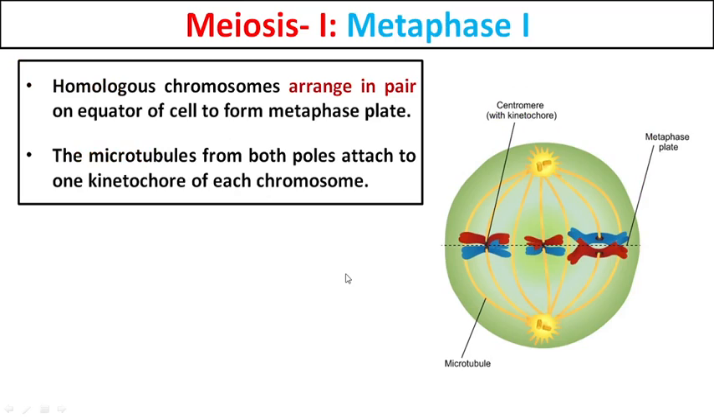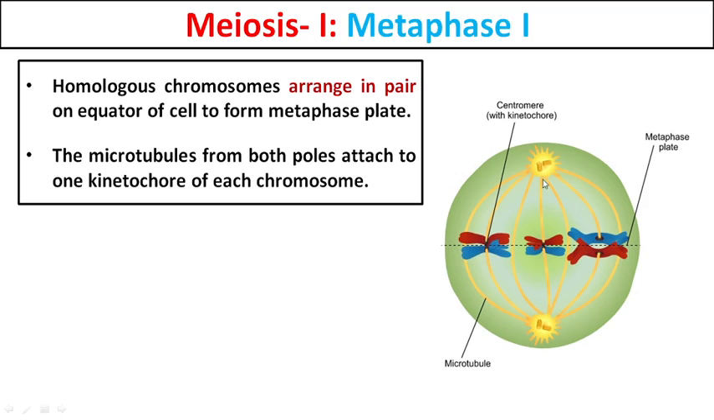After prophase 1, after all those 5 stages, comes metaphase. Metaphase is where the homologous chromosomes arrange at the equator. If you remember, in mitosis we saw 46 chromosomes aligning at the center. While in metaphase 1 in meiosis, they will align in the form of pairs. The homologous chromosomes will align in pairs. So one chromosome will be towards one side and the other chromosome towards the other side. Clear? This is how they have aligned.